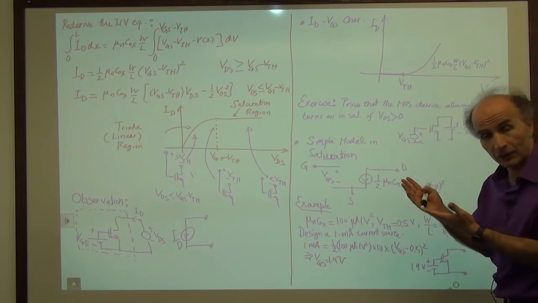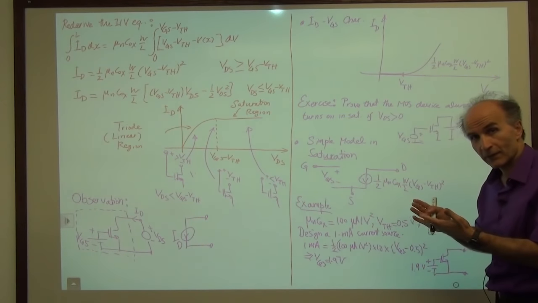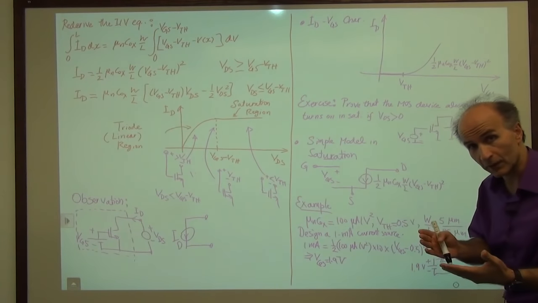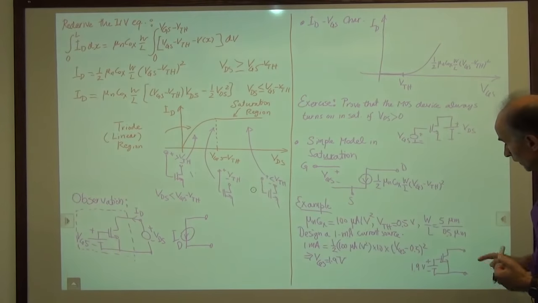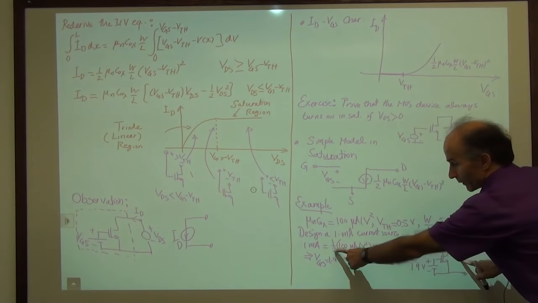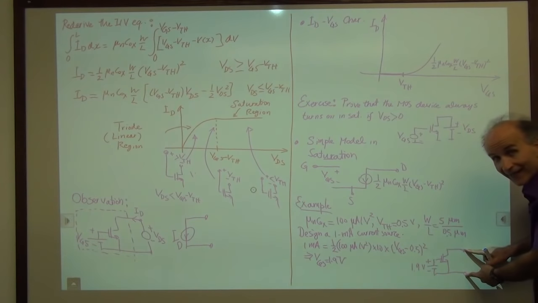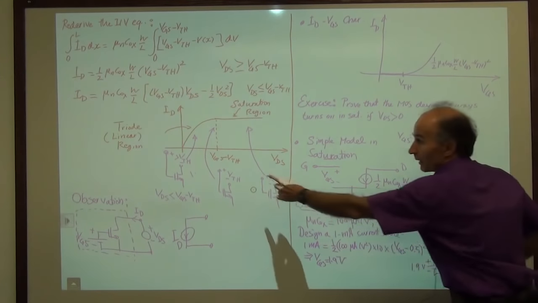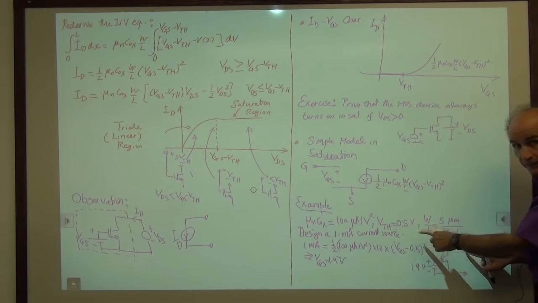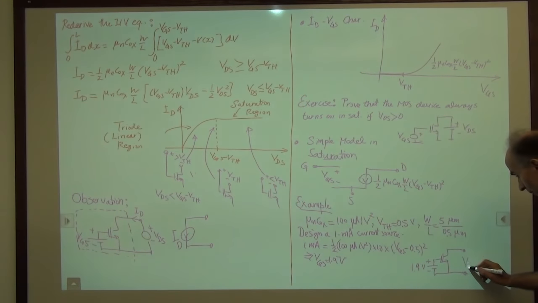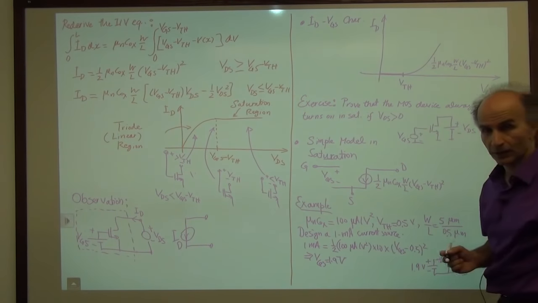But this is, of course, not an ideal current source. It has to have a certain VDS before it becomes a current source. And the VDS has to be greater than this amount. So the only way this can be a 1 milliamp current source is when this voltage exceeds this much. How much is that? 1.9 volts minus 0.5 volts. So VDS here has to be greater than 1.4 volts for this two-terminal device to act as a current source.